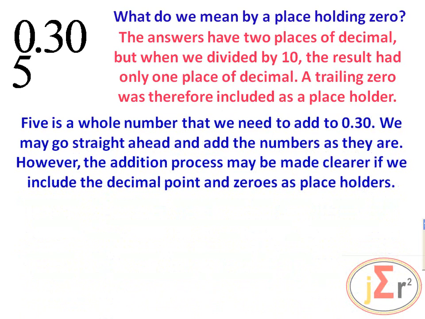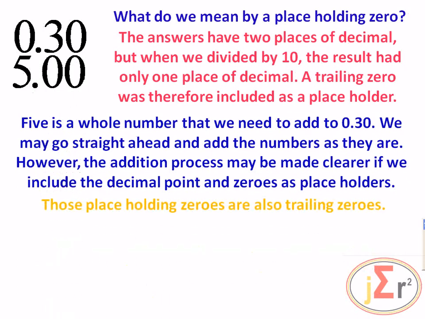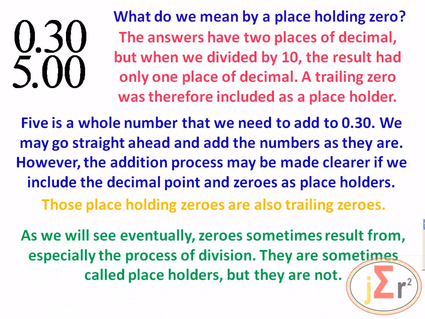5 is a whole number that we need to add to 0.30. We may go straight ahead and add the numbers as they are. However, the addition process may be made clearer if we include the decimal point and zeros as placeholders. Those placeholding zeros are also trailing zeros. As we will see eventually, zeros sometimes result from especially the process of division. They are sometimes called placeholders, but they are not placeholders. They are actual numbers that need to be included in the answer. They are not just there for the sake of holding places.